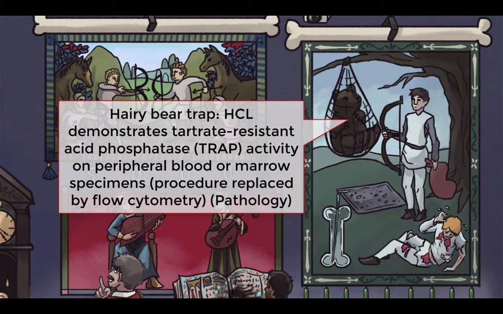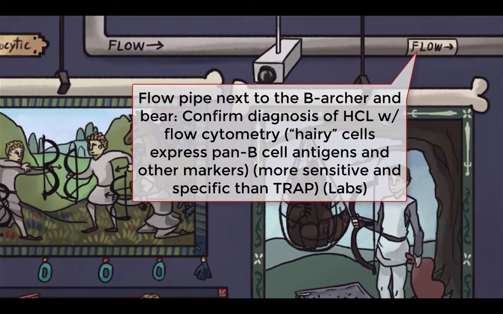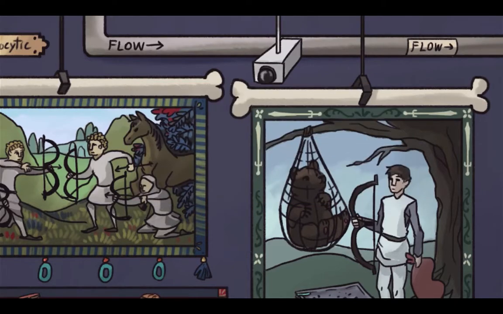Historically, demonstration of tartrate resistant acid phosphatase, or TRAP activity on peripheral blood or marrow specimens was routinely used to confirm the diagnosis of hairy cell leukemia. However, TRAP has been replaced by immunophenotyping via flow cytometry, which is more sensitive and specific. Did someone say sample assessment?